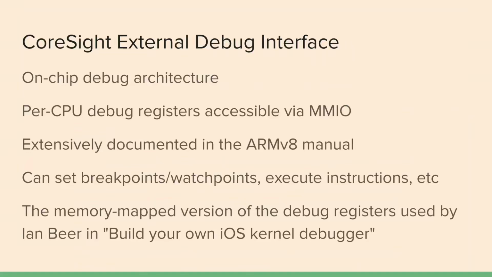So just to summarize the key concepts behind the external debug interface, it is an on-chip debugging architecture. It provides per-CPU debug registers, which are accessible via MMIO. The actual interface itself, how to use these registers, is extensively documented in the ARM manual. It talks about what the names of all the registers are, their offsets, and how to program the registers in order to do things like set breakpoints and watchpoints. So I'm not going to go over all of that right here.